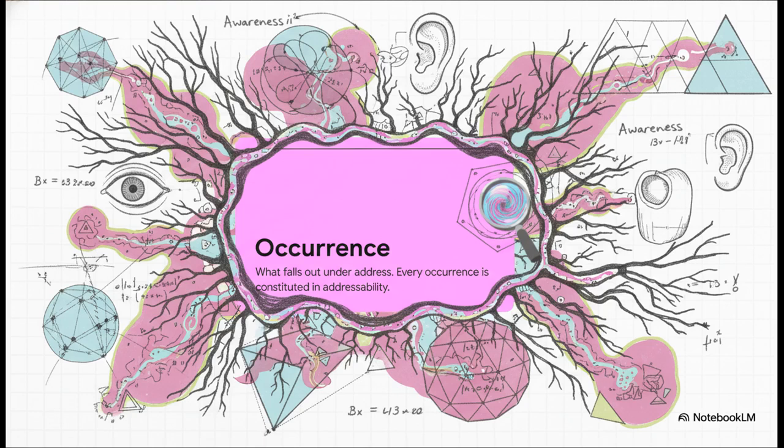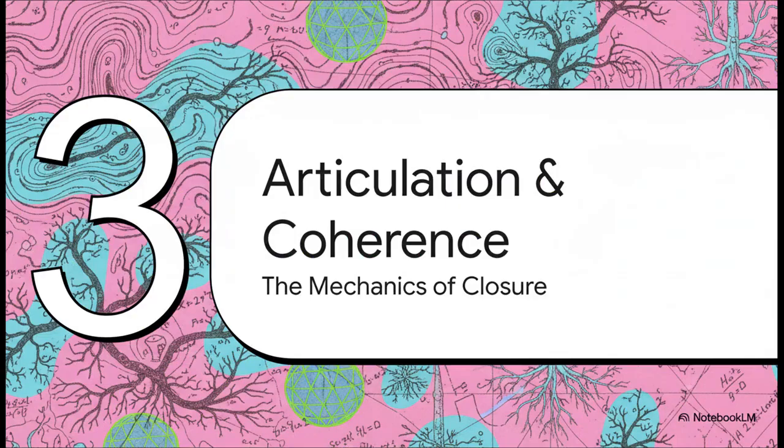The interior-exterior distinction isn't overcome here. It is simply never generated in the first place. Awareness, address, and occurrence are three aspects of one indivisible articulation. All right, section 3, articulation and coherence.